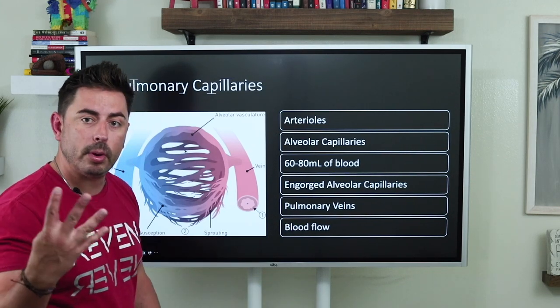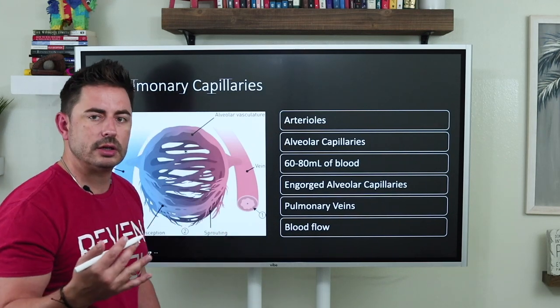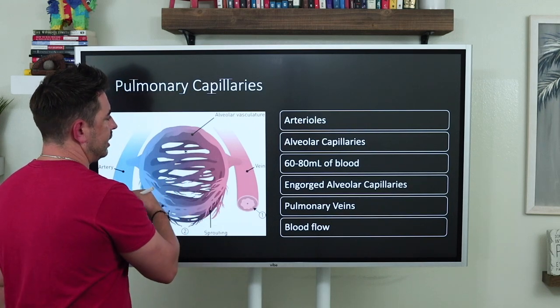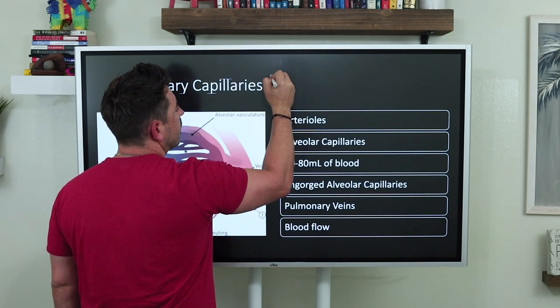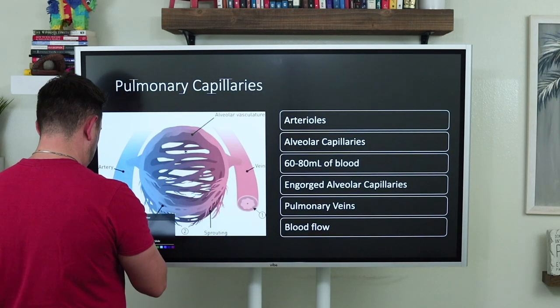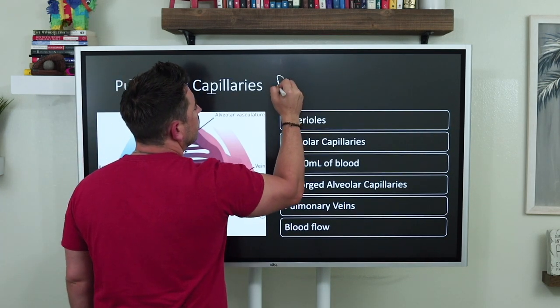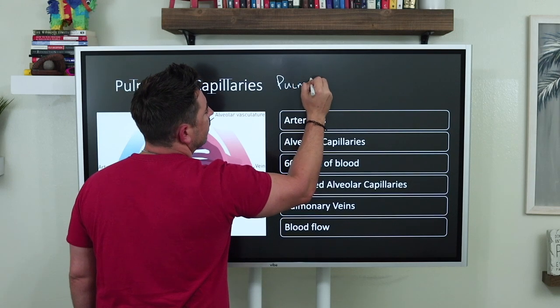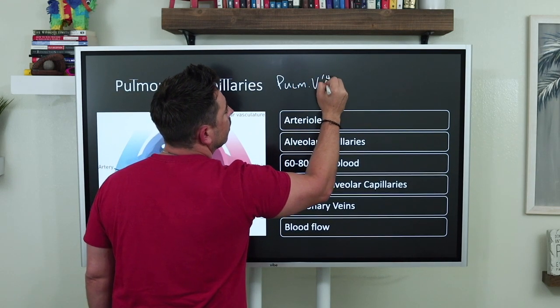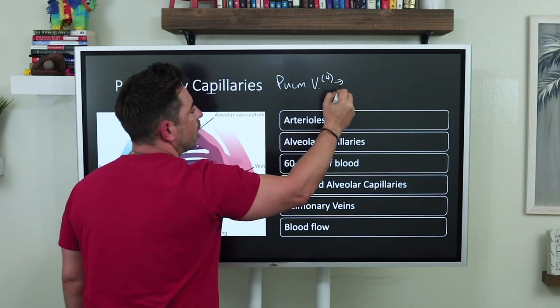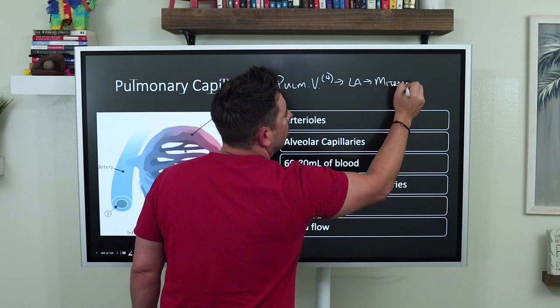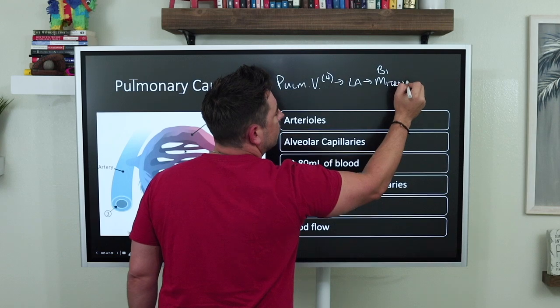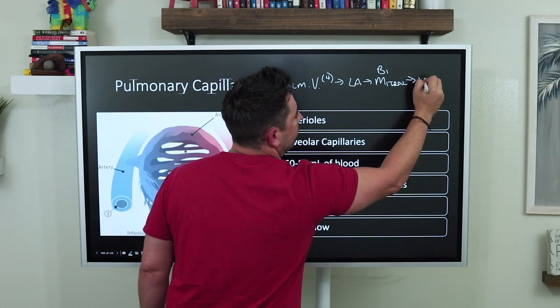Now we have 4 pulmonary veins. On that last slide, we talked about the blood flow from the right side of the heart. Now when the blood gets to the left side of the heart, it's going to come back in through the pulmonary veins, and there are 4 of those. Then it's going to go into the left atrium, go through the mitral valve or the bicuspid valve, and go into the left ventricle.